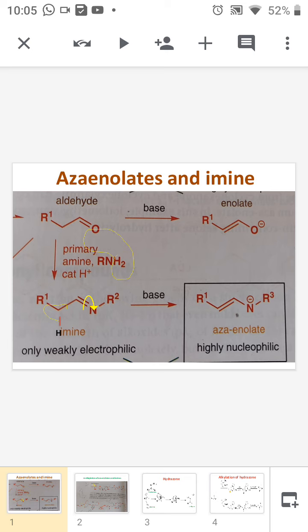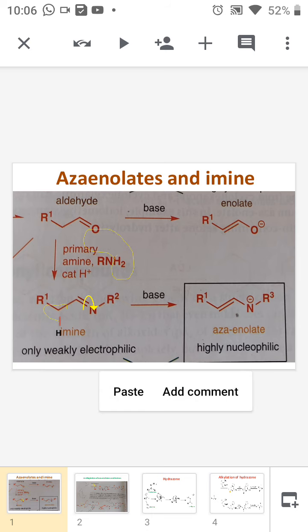So this is the structure of the imine here. So in the imine, the carbon is doubly bonded to the nitrogen, and after the imine formation, due to the base treatment, one of the hydrogens which is near, I have shown by the yellow color arrow. So the hydrogen is picked out by the base as H plus. So a negative charge is formed, and that negative charge is shifted here.